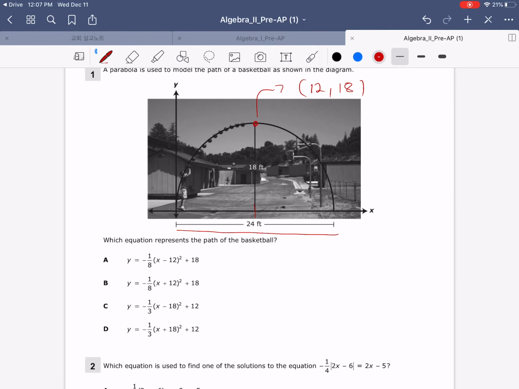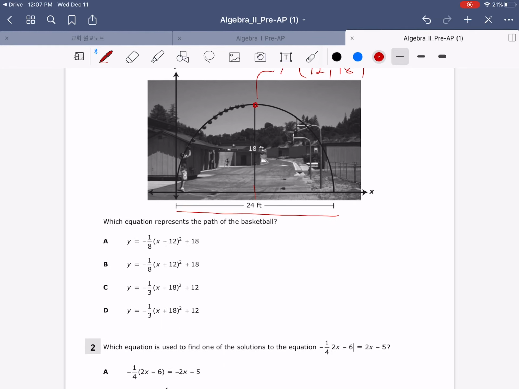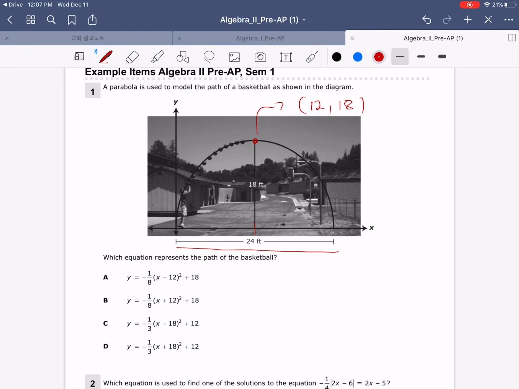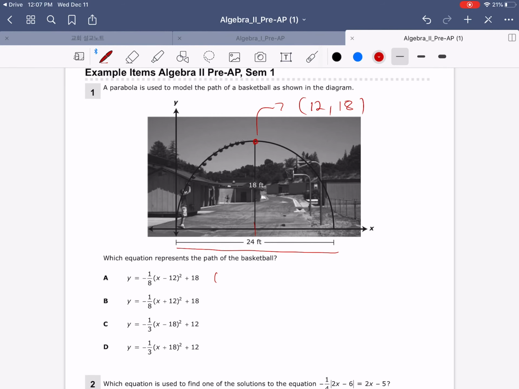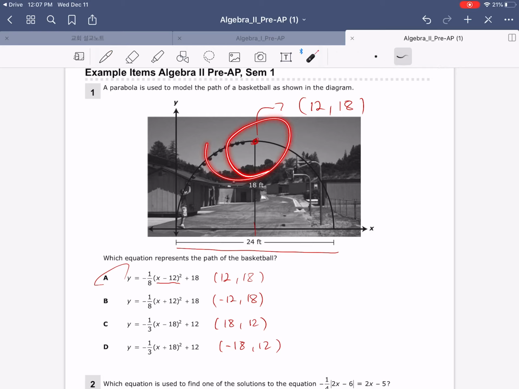So what we have to determine is which one has a vertex of (12, 18). Remember, if it is inside the parentheses, it should be the opposite sign. 12, 18. Bingo. That's going to be the answer. But just in case, I will write down everything. The vertex of the second one is going to be (-12, 18). The third one is going to be (18, 12). The next one is going to be (-18, 12). So A is going to be the answer. The key point is to find the vertex here.